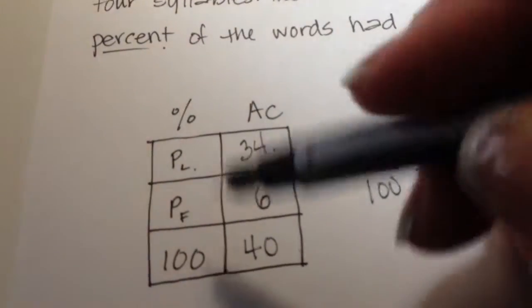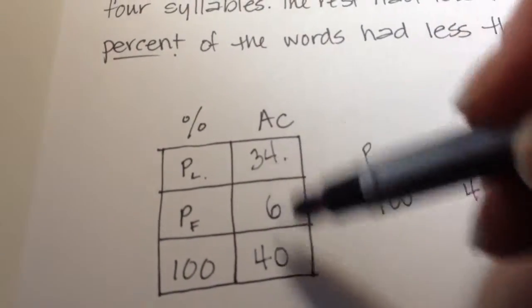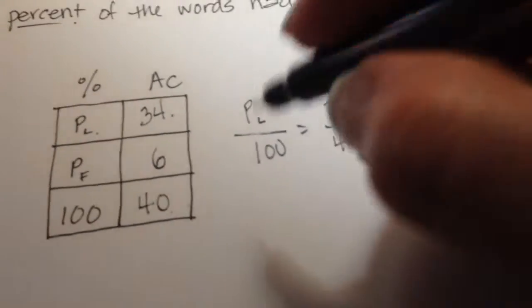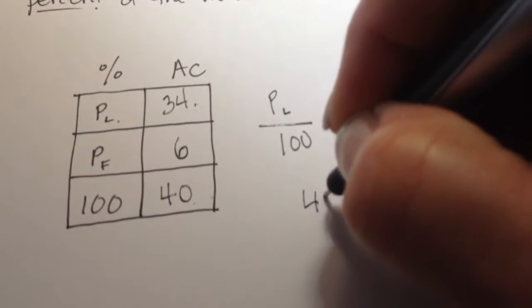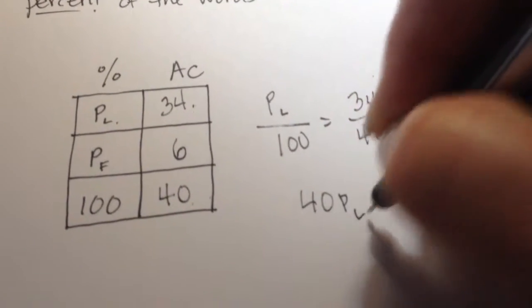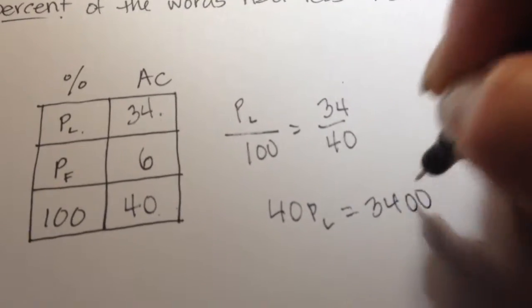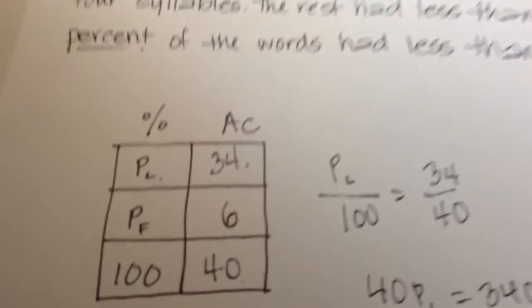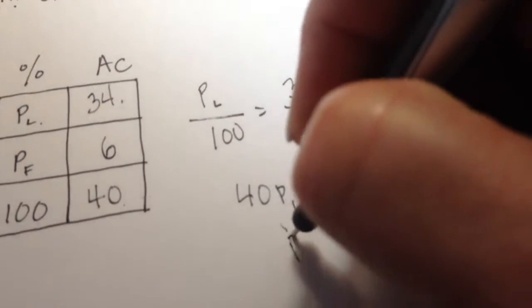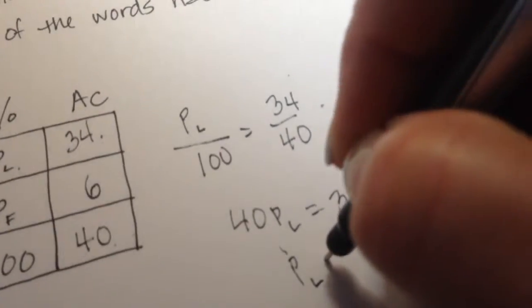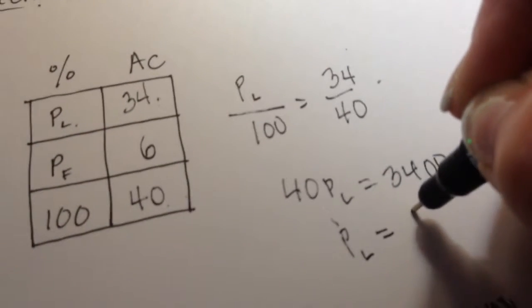Okay, because I want to know my percent. All right, so I'm going to cross multiply. So I get 40 PL equals 3,400. And if you do your math, you will end up with the percent for less than 4 syllables is 85.